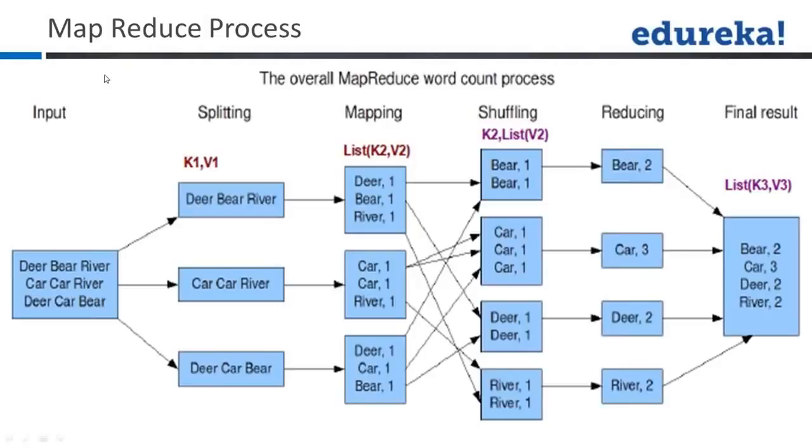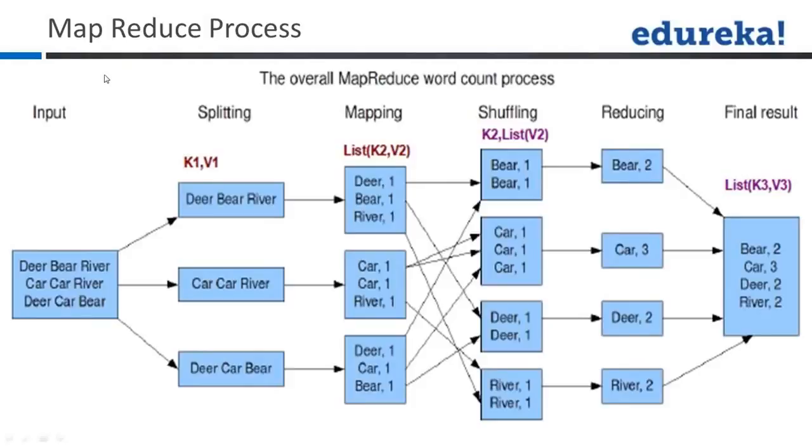It is 1 because in this particular record, deer came once, bear came once, river came once. If it was deer, bear, bear and river, then it will be twice here. Is that clear, guys? The number 2 will not come here. It will come like deer 1, another deer 1, something like this.